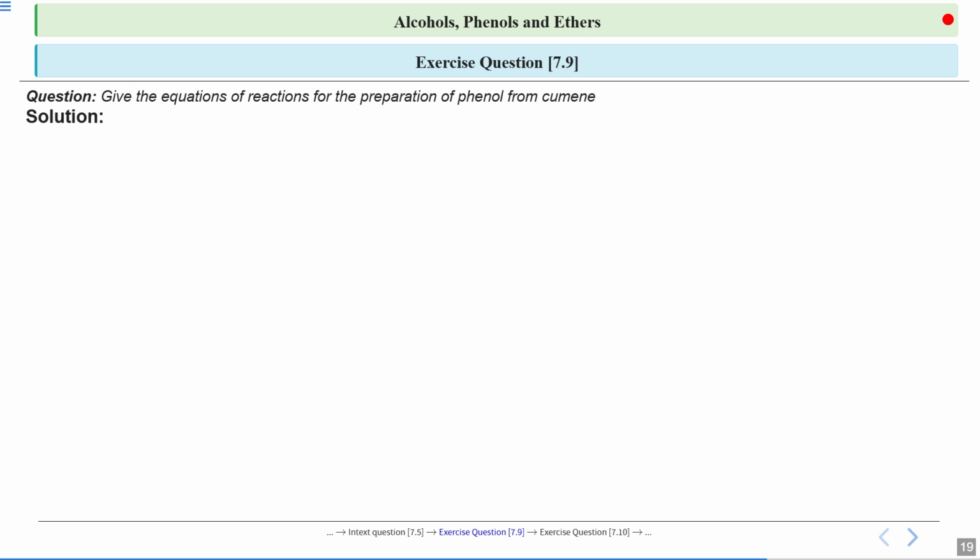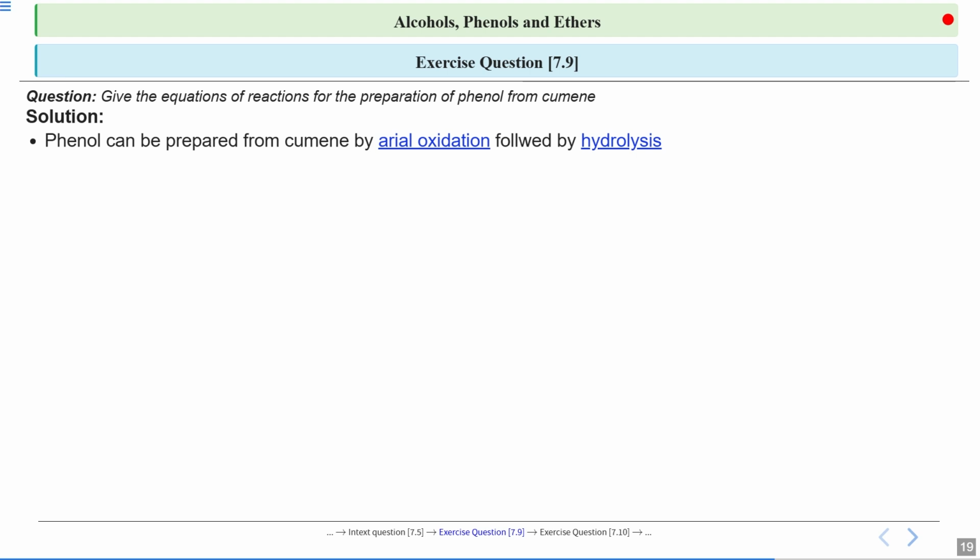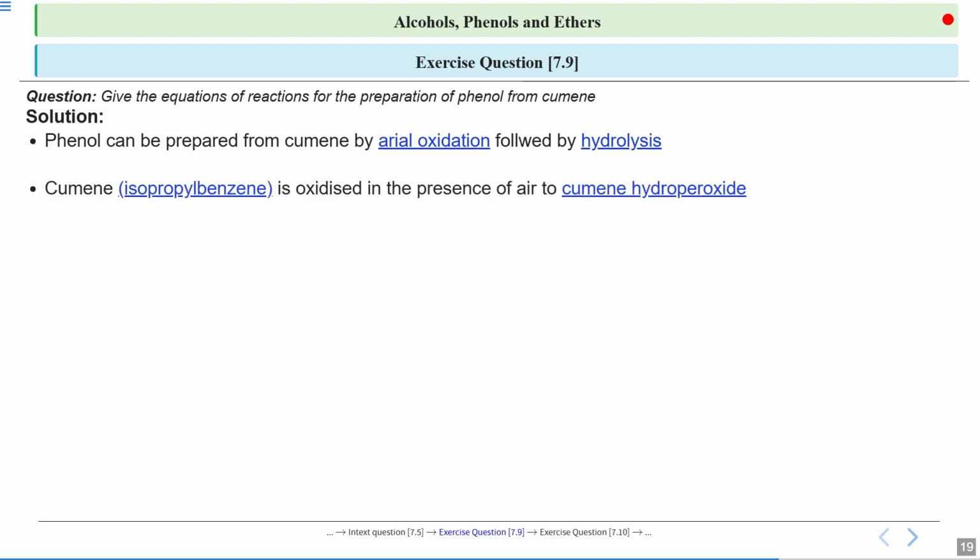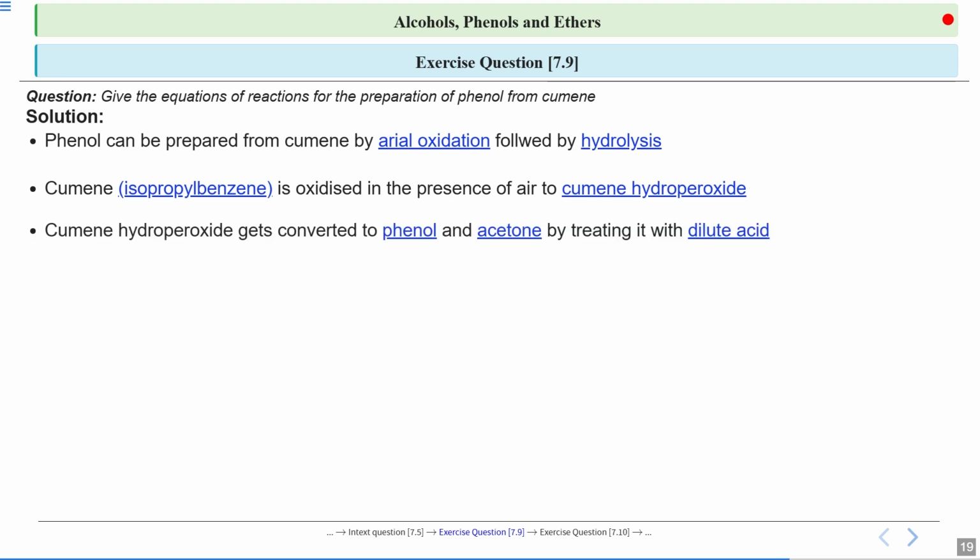So let's start solving. We know that one of the methods of preparation of phenol, or the most common method of preparation of phenol, is from cumene by aerial oxidation, or oxidation in the presence of air, followed by hydrolysis. Cumene, which is isopropyl benzene, is first of all oxidized in the presence of air, and you will get cumene hydroperoxide. Then this cumene hydroperoxide is converted to phenol and acetone. Acetone is also a byproduct but is obtained in larger quantity. The cumene hydroperoxide is treated with dilute acid, and you will get phenol and acetone as your products.